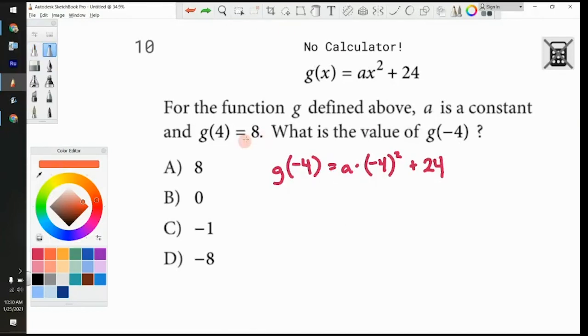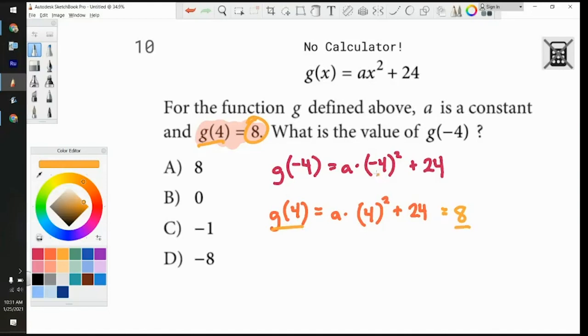What's kind of cool is this right here is used so you can find the a. So what we're going to do is find g of 4 really quick by plugging in 4 to that top equation. So it's going to be a times 4 squared plus 24. If you notice, these two equations are exactly equal because the negative 4 squared and the 4 squared are both 16. That means this right here is equal to 8, because g of 4 is equal to 8.